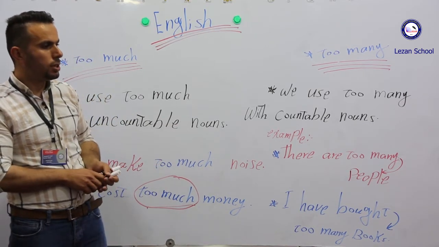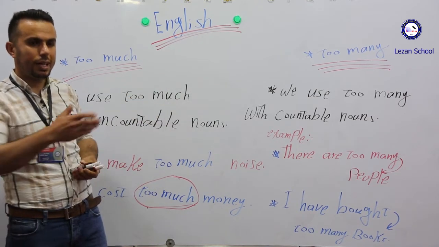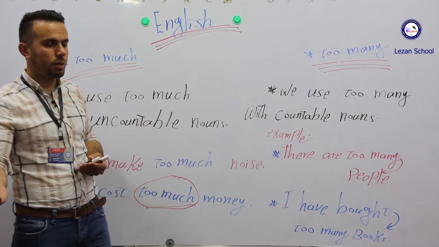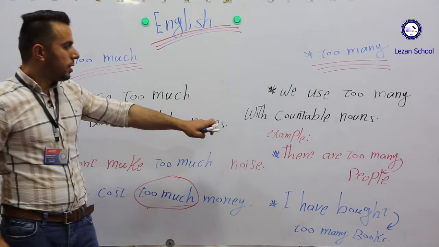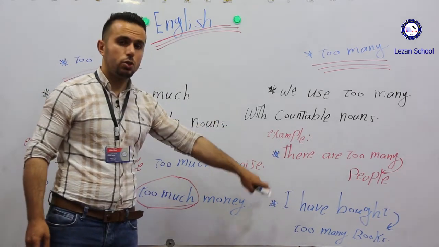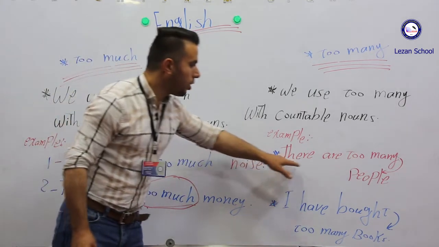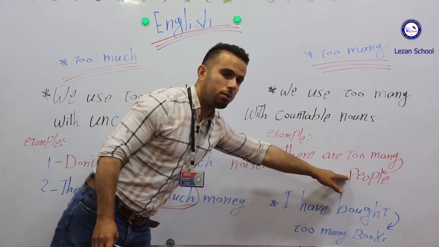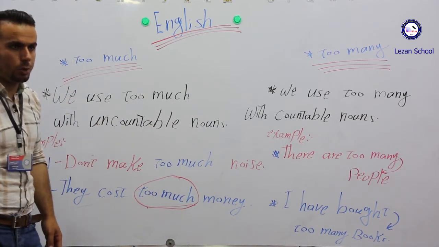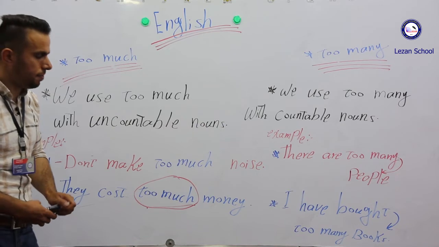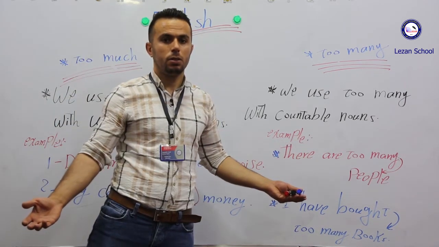For example, whiteboard is a countable noun. Desk is a countable noun. Door is a countable noun. Let's have a look at these 2 examples. There are too many people. Too many people. Do not say pupil. Pupil means student. But people is everyone around you.